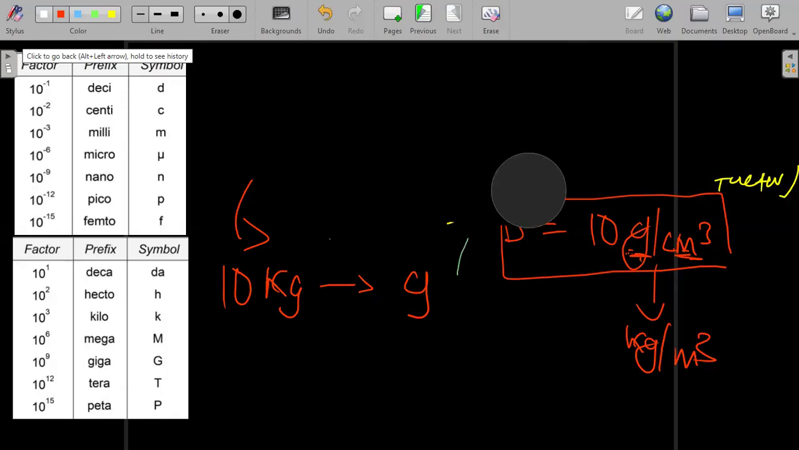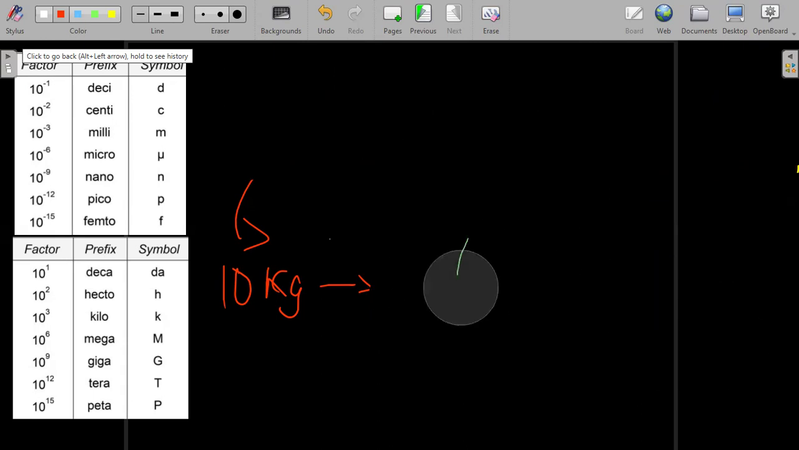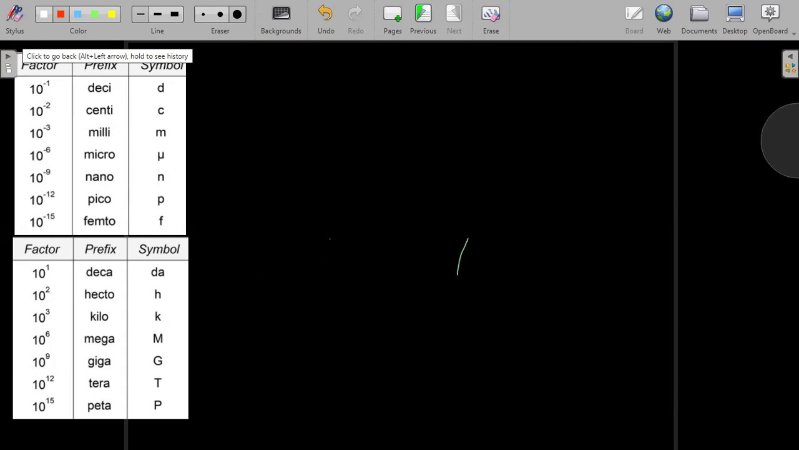Okay, so let's get some units here, and then we try to convert them. Let me erase what was written here.